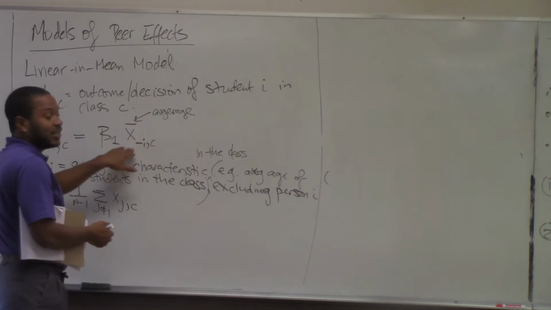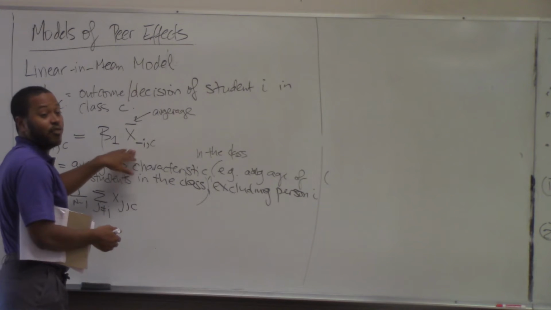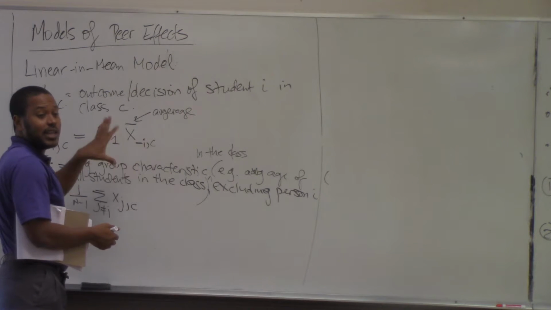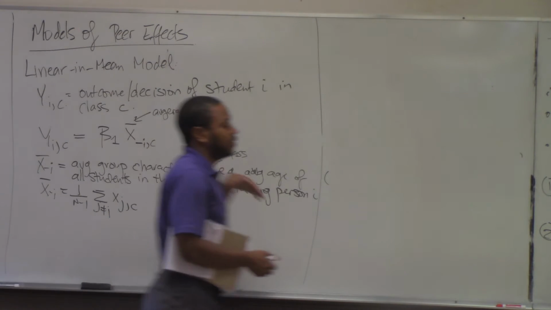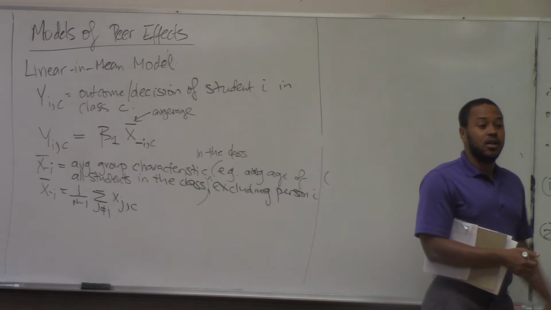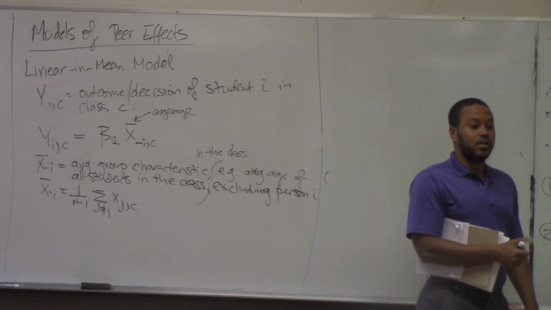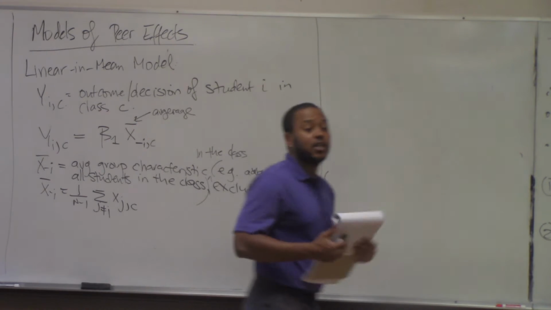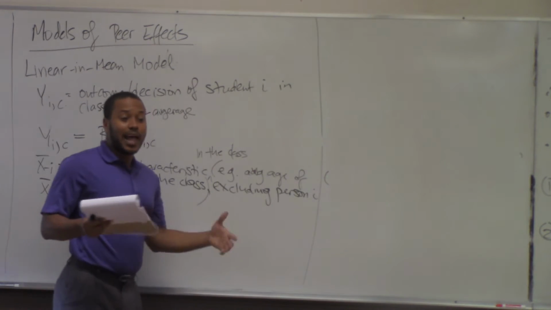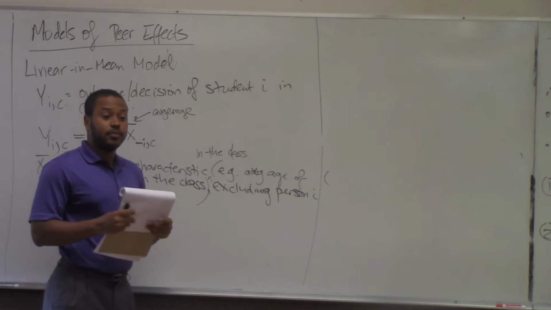So we want to say, how does the average class, or the average number of women in the class, matter? What kind of effects are these going to be? Which one of these effects is the X going to capture? Exogenous. Exactly, the exogenous or the contextual effects. Like, do students tend to do better in classes where there are more women, for example?